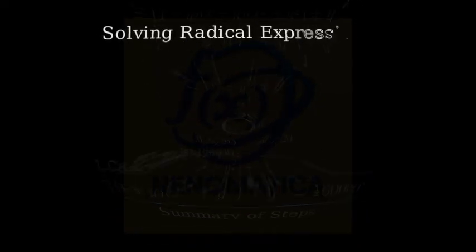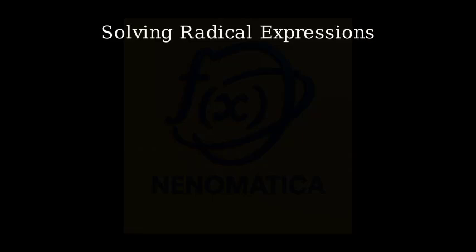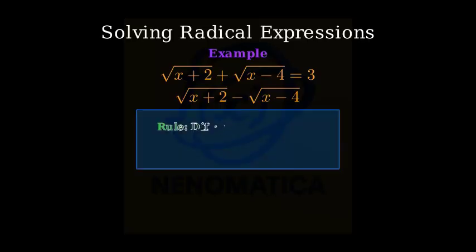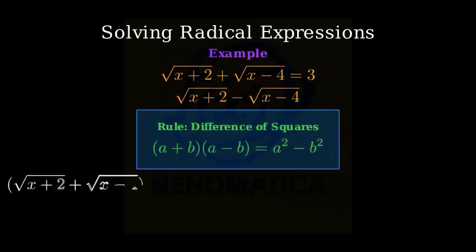Welcome to this math tutorial. Today, we'll solve a step-by-step radical expression problem following a specific algorithm. Let's start with our example. We have the square root of x plus 2 plus the square root of x minus 4 equals 3. We need to calculate the value of the square root of x plus 2 minus the square root of x minus 4. Let's solve this step by step following our algorithm.